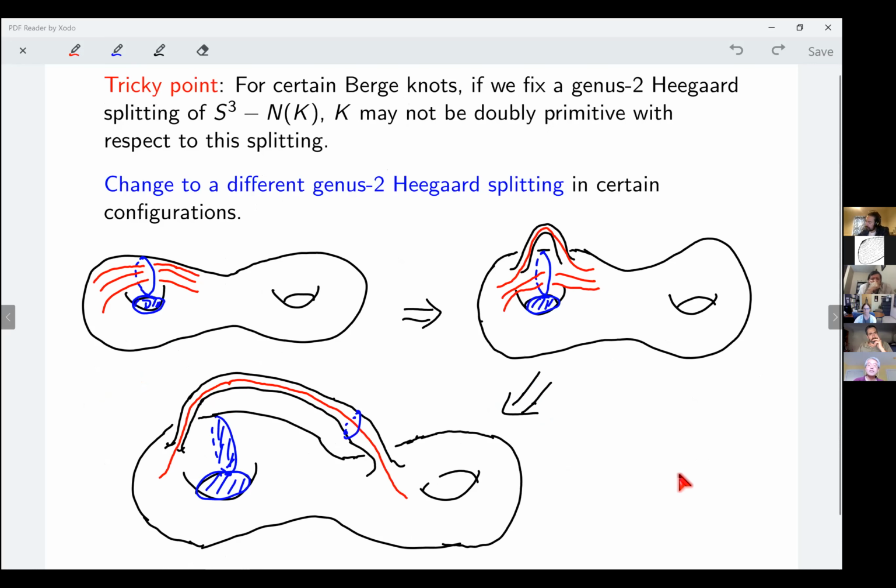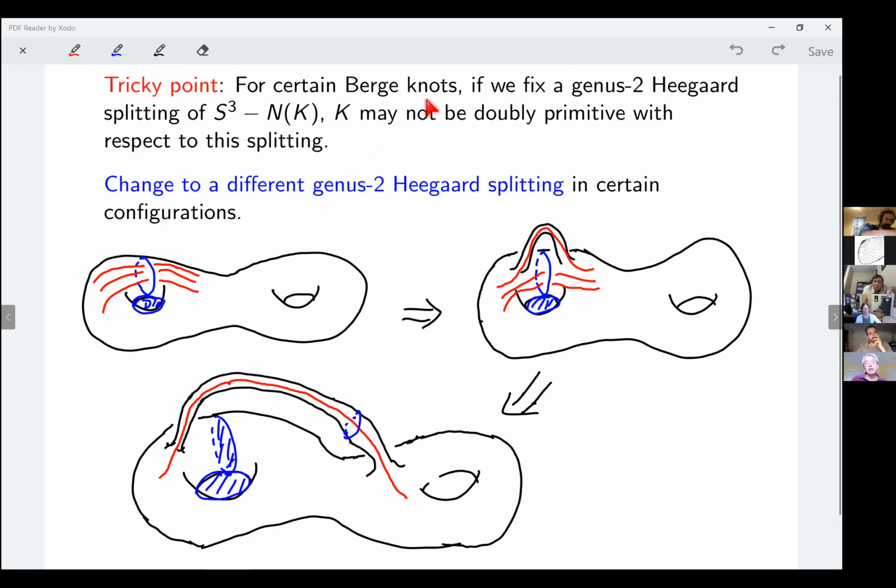However, this is not that simple. There are some tricky things. For example, we start out with an arbitrary genus 2 Heegaard surface of the knot exterior. But there are examples of Berge knots that have multiple different unknotting tunnels. If you pick a different unknotting tunnel, that gives you a genus 2 Heegaard surface, but it's possible this knot is not doubly primitive on that surface, but it's doubly primitive on a different genus 2 surface. Okay, so that's a tricky point.